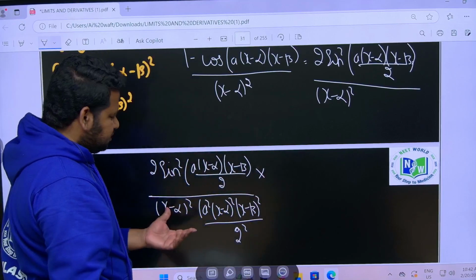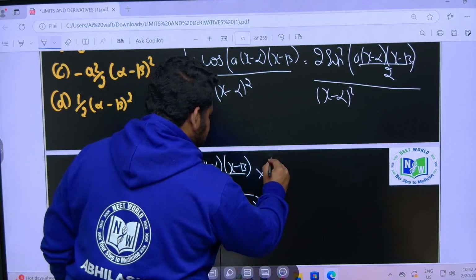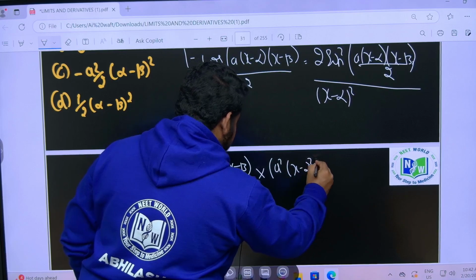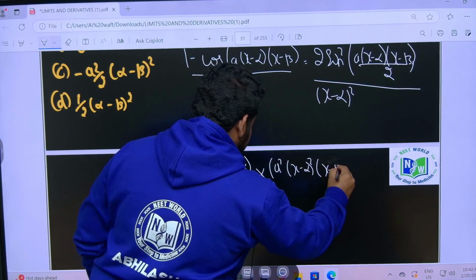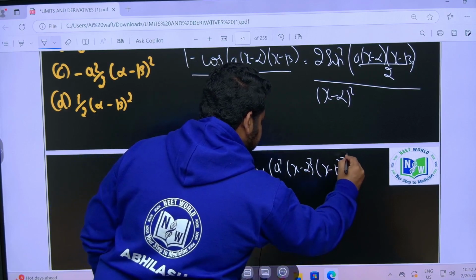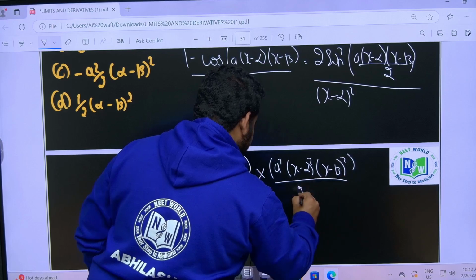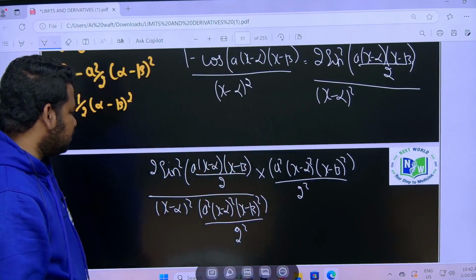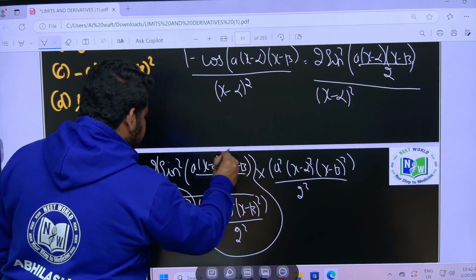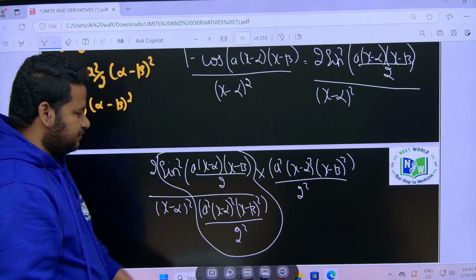Similar to previous questions but with little modifications, that's all. So this will become a square into (x minus alpha) square into (x minus beta) square divided by 2 square. Got it, friends? Now what will happen to this one? The limit of this as x tends to alpha.